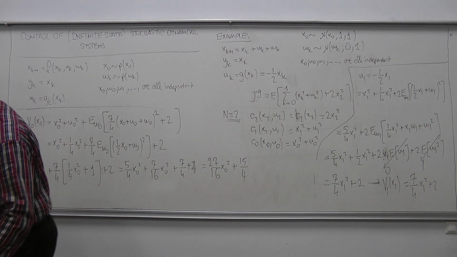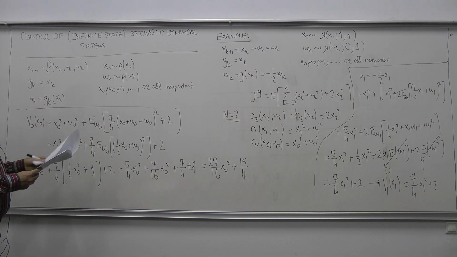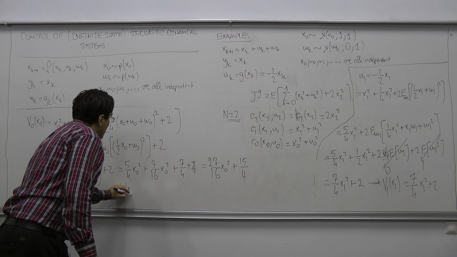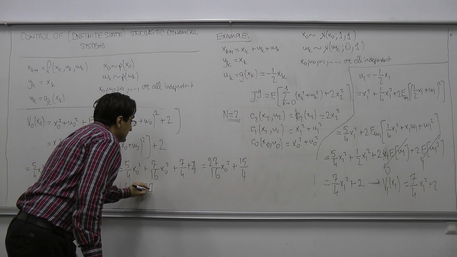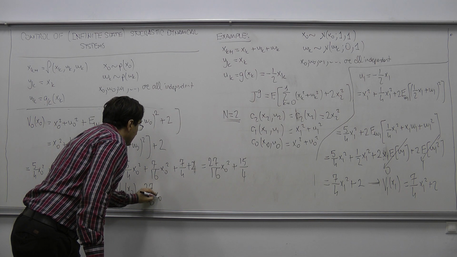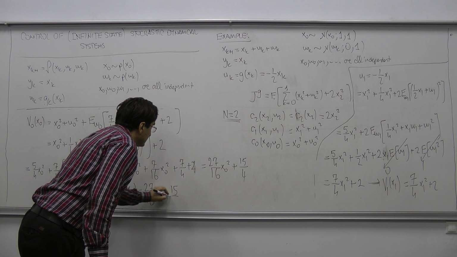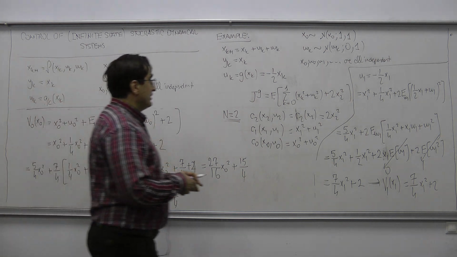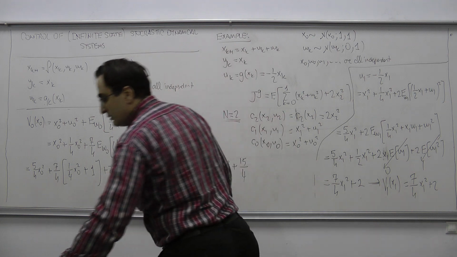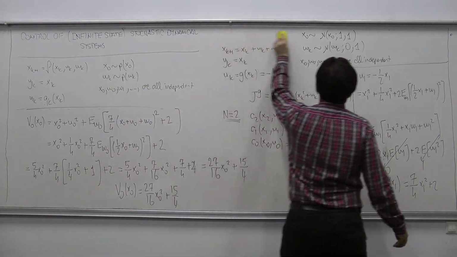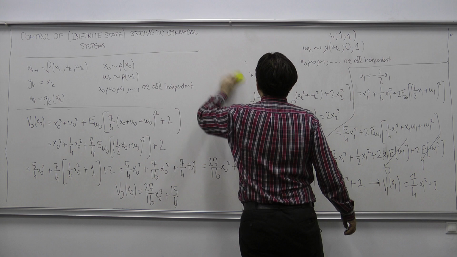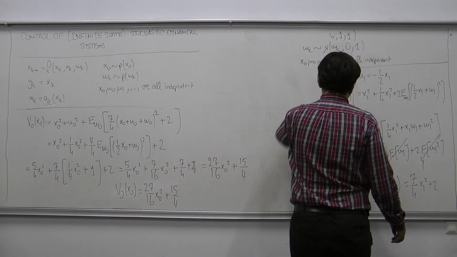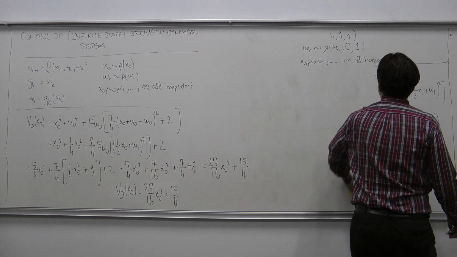All right. So now we have calculated V0 of x0. V0 of x0 is 27 over 16 x0 squared plus 15 over 4. So now I'm ready to calculate the cost, the final cost here. And for that I'm going to take the expected value of V0 x0.